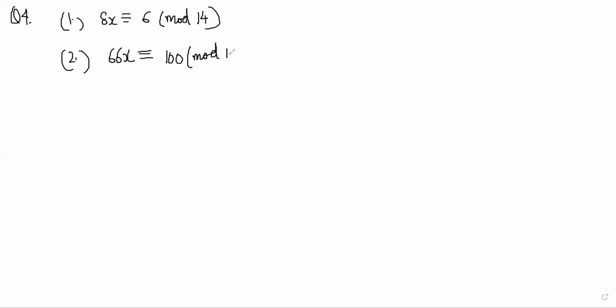Question number 4 is 8x is congruent to 6 mod 14. Part 2 is 66x is congruent to 100 mod 121. Part 3 is 21x is equal to 14 mod 91. And what we want to find out here is all possible incongruent solutions.